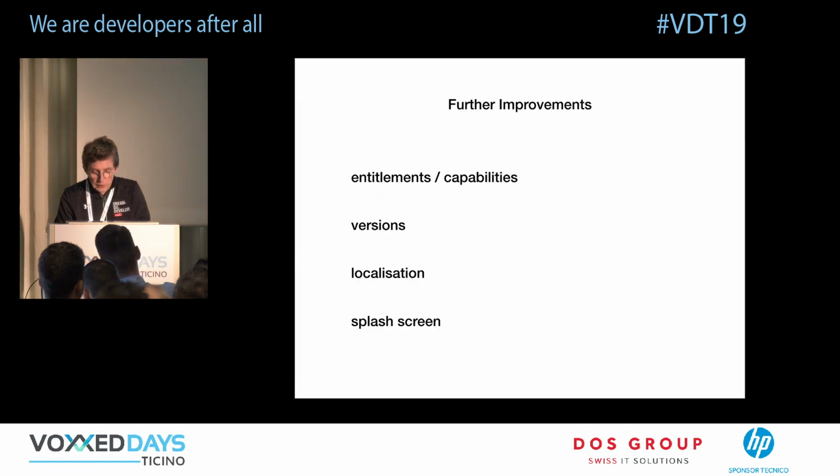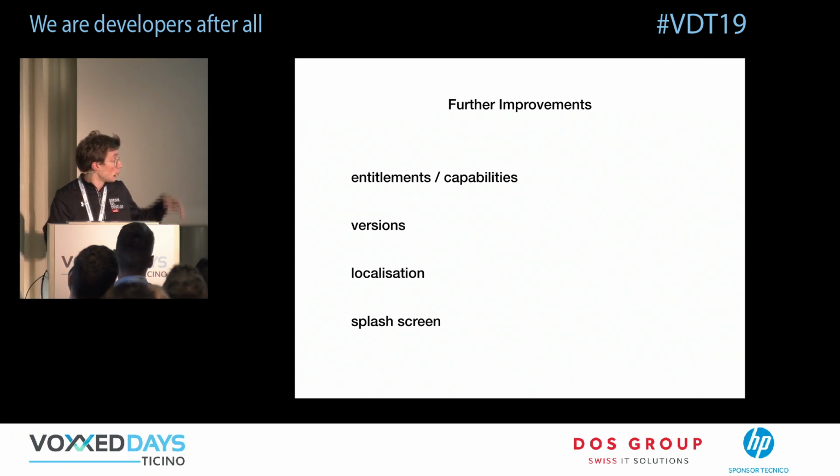Obviously, the whitelabel application can be further improved. We can also handle entitlements and capabilities like push notifications, payments, and so on, which are permissions you have to grant the application based on what it is going to feature. We can also handle the versioning system, app localization, what languages are supported, and also the splash screen that animates once you open the application.